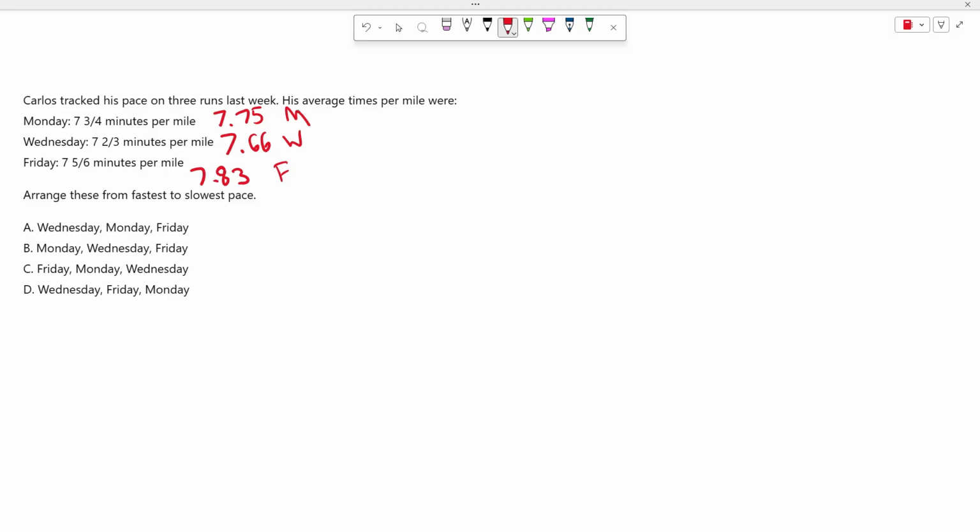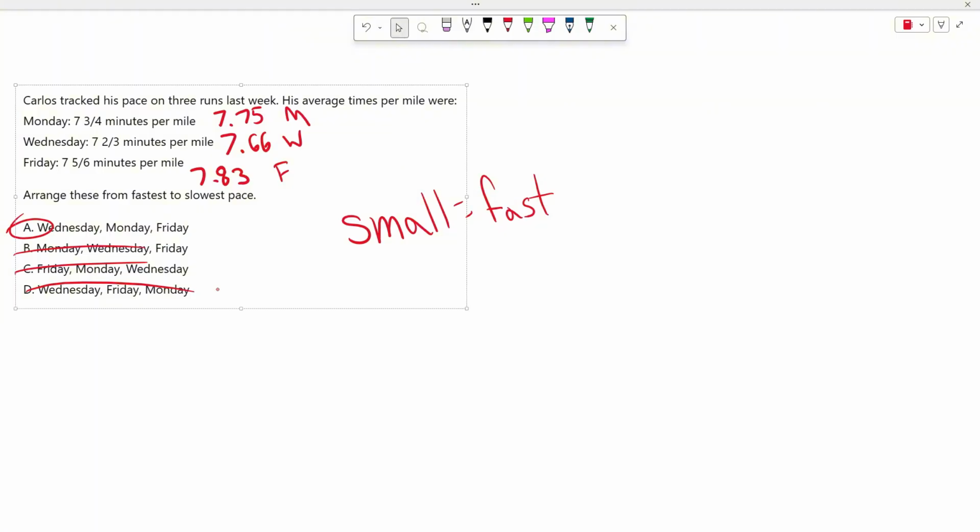And this problem requires you to order from fastest to slowest. Hopefully, you understand that when you run a mile, the smallest number is the fastest. Okay, the smallest number is the fastest. Hopefully you already understand that. So our smallest number here is on Wednesday. So I know that both B and C are incorrect because they don't start with Wednesday. After that, it's Monday, and that leaves me with A because the fourth option in the other choice is incorrect. So I know A is my correct answer.